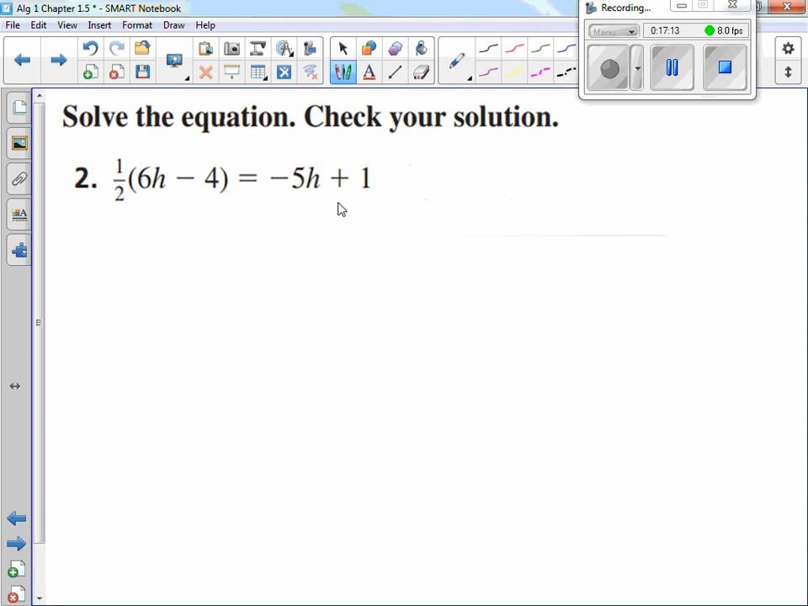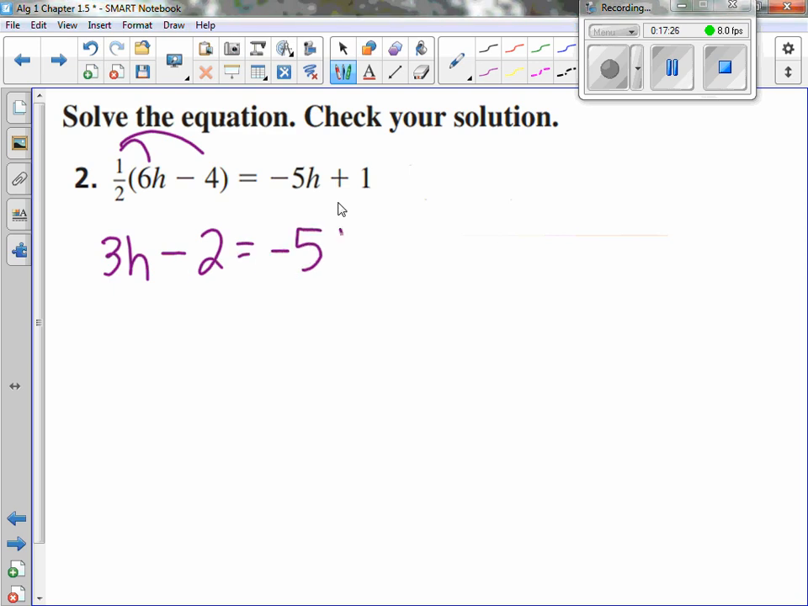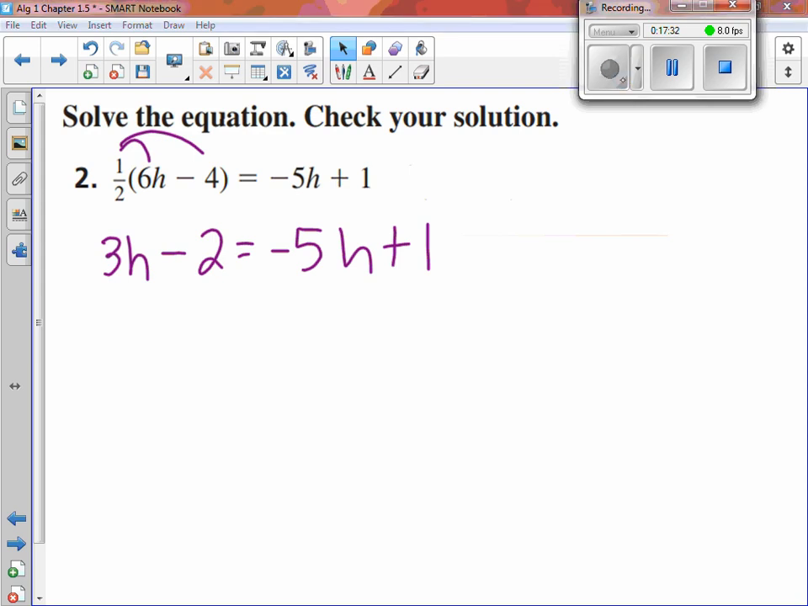So most of you all have started working on this so far, and you've already multiplied through by the 1/2, because 1/2 times 6h is 3h, and 1/2 times -4 is -2. So most all of you have at least gotten to this point. So when we look at this here, we need to get the variables on the same side. So the only way we can move variables and their number from one side to the other is either we add it or we subtract it.